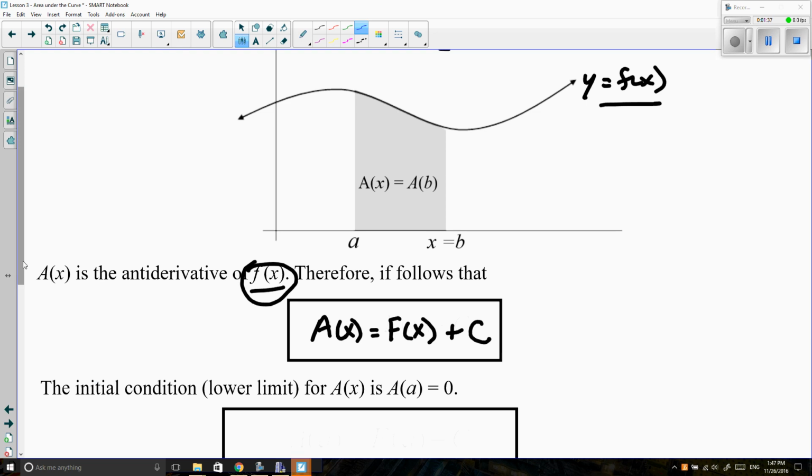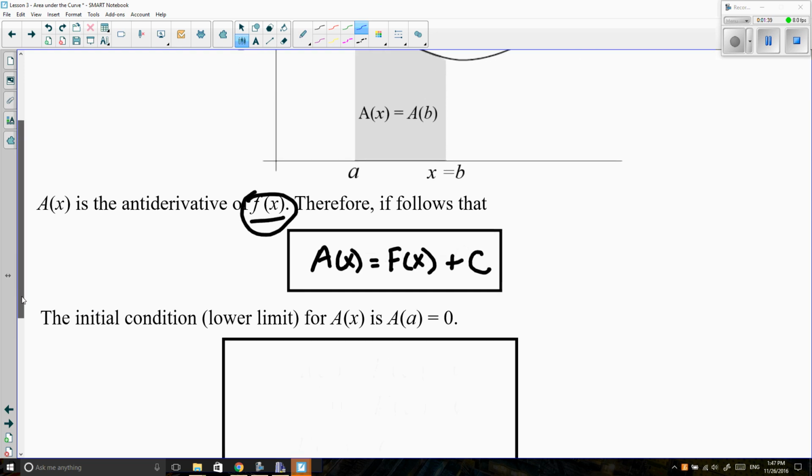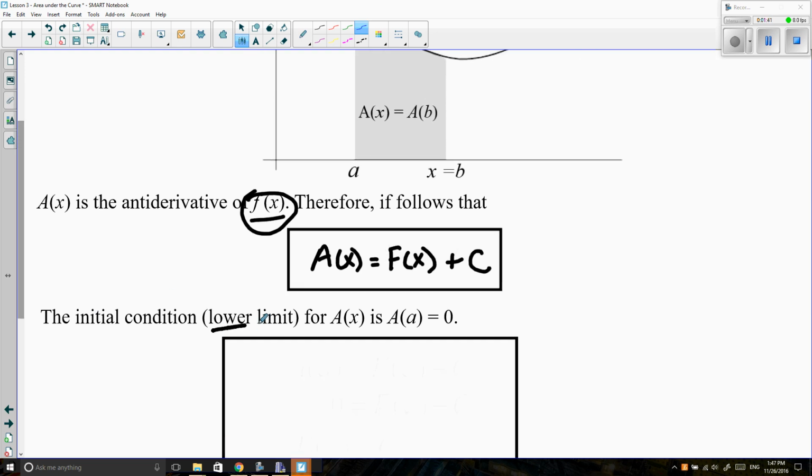So we have an initial condition here to allow us to find c. The initial condition, which is my low limit here, is that A of a, which is the point that I chose here as my low limit, is 0. What it just means is that this is an x-intercept right here. Okay, it's starting at my x-intercept, so this is my low limit. At an x-intercept, my y value is equal to 0, which makes this statement true.